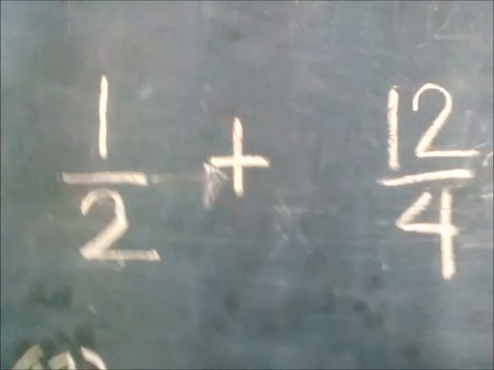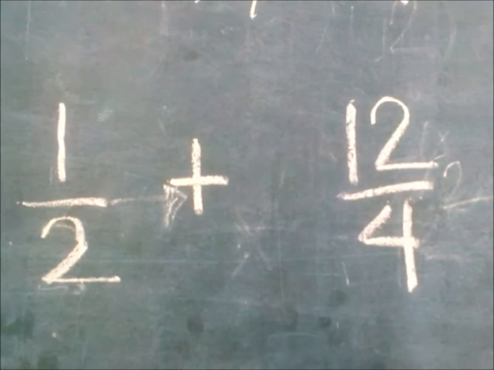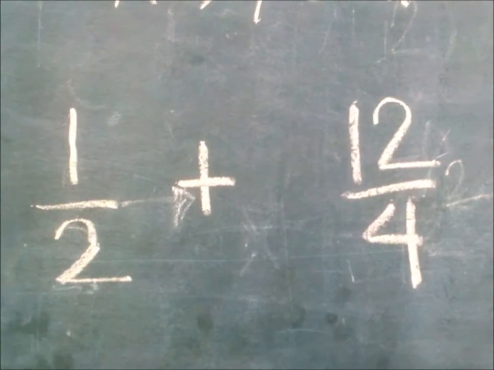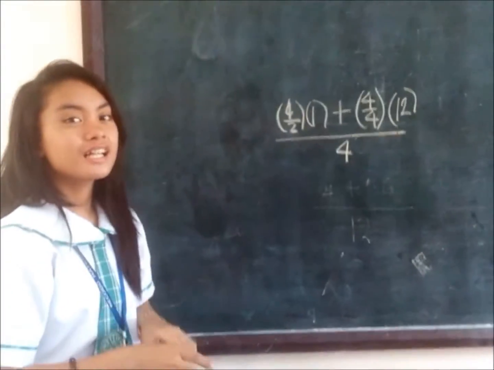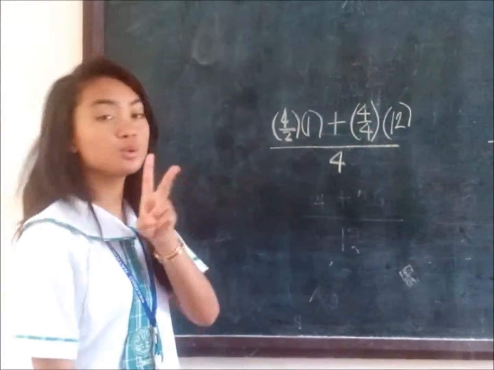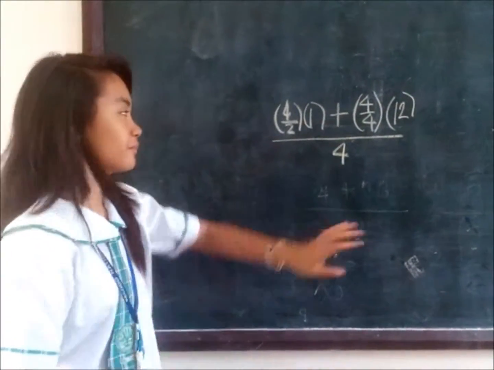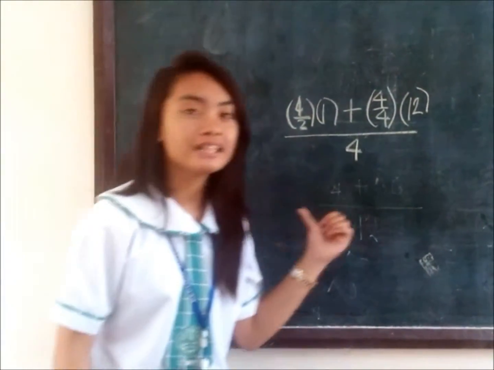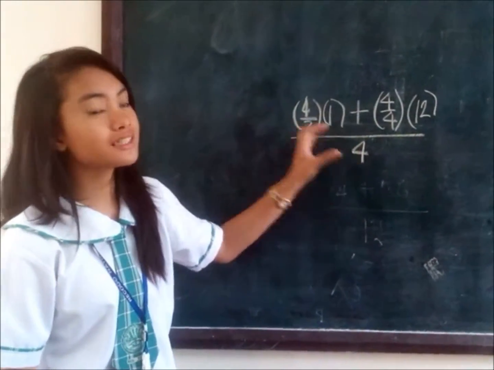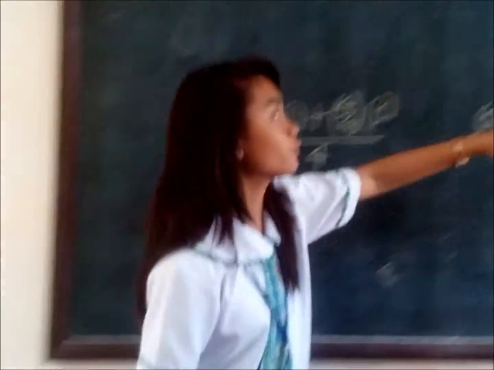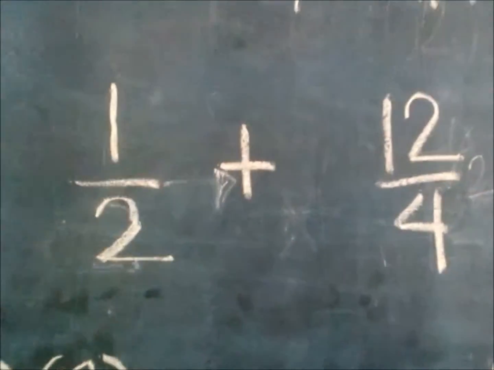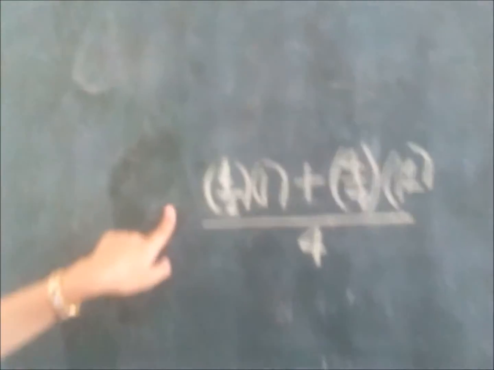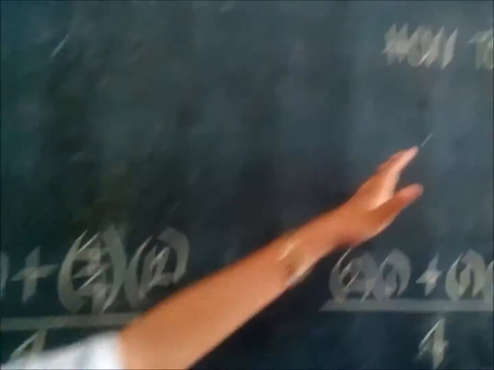And how to add fractions with different denominators. First, let's get the least common denominator of 2 and 4, which is 4. Then if we have our new denominator, let's divide it by the original denominator. Let's go first with 1/2. Its original denominator is 2, so 4 divided by 2. Let's multiply it by the numerator, which is 1.